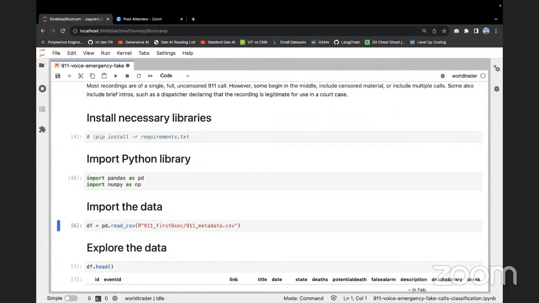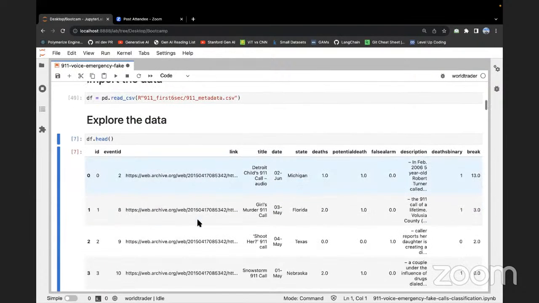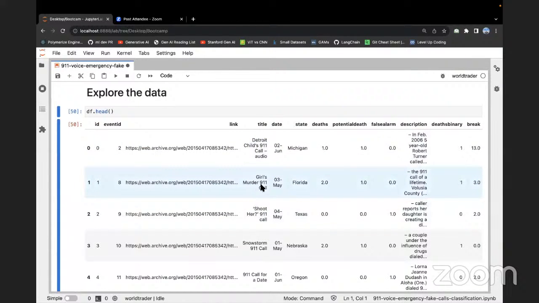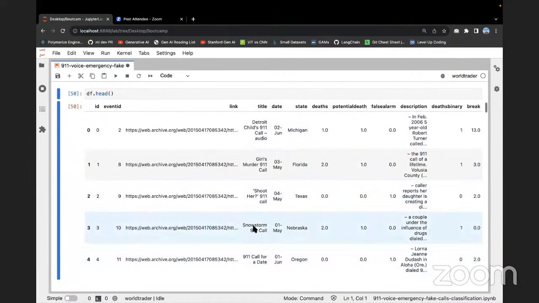So let's look at the data set. This is my data set. There is an event ID which uniquely identifies the event. There is a link to this entire event, basically the call, the details, etc. We don't need that here. We already have the audio. This was the title: Detroit Child's 911 call audio, Girls Murder 911 call audio, Shoot Her 911 call audio, Snowstorm, Call for a Date, etc. These are the dates given.